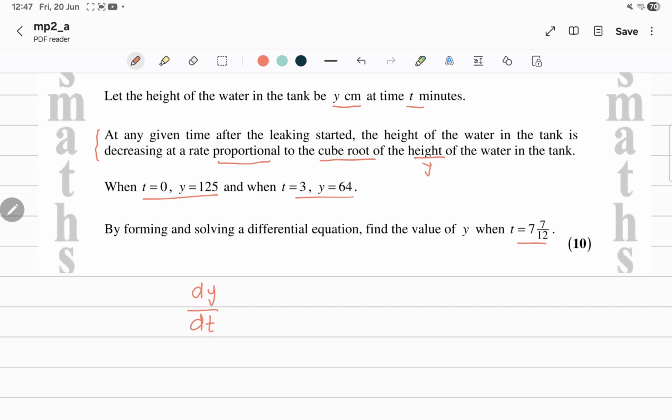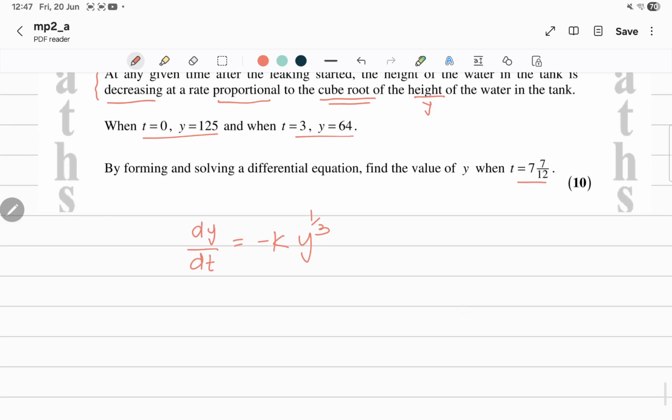If you write dy over dt, that means the rate of change of y with respect to t. y is the height, so the rate of change of height with respect to t equals minus k times the cube root of the height according to the given statement. Because it is decreasing, we should consider the negative constant with it, and we should apply the cube root on the height because it is given as the cube root of the height. So this should be the differential equation according to the given statement.